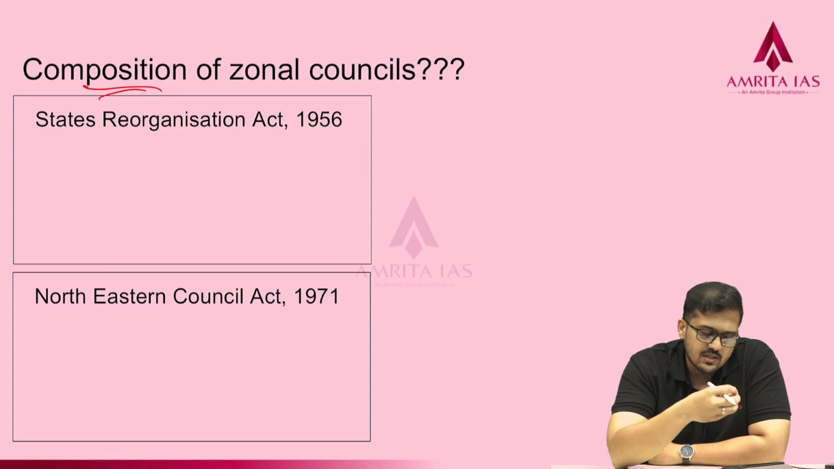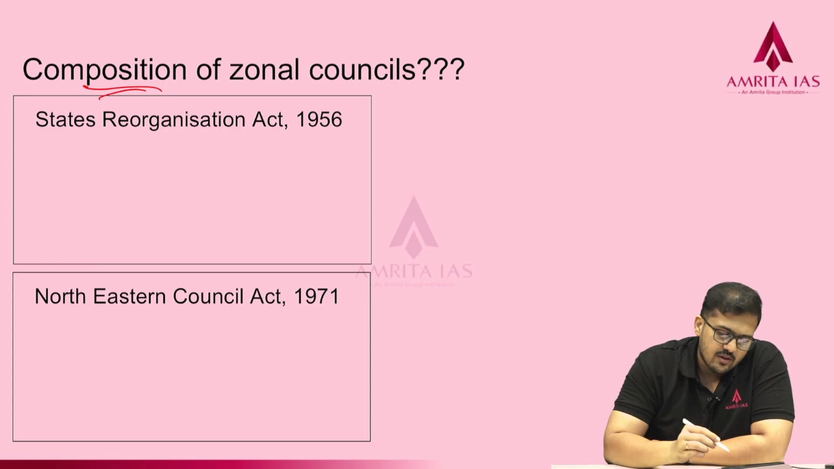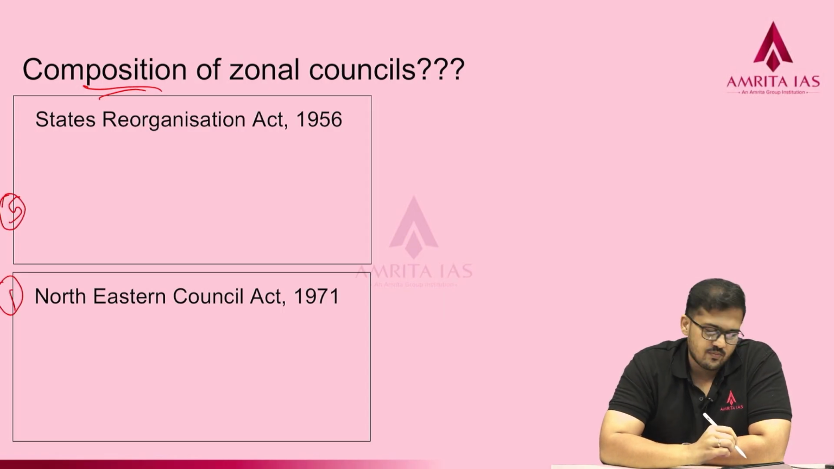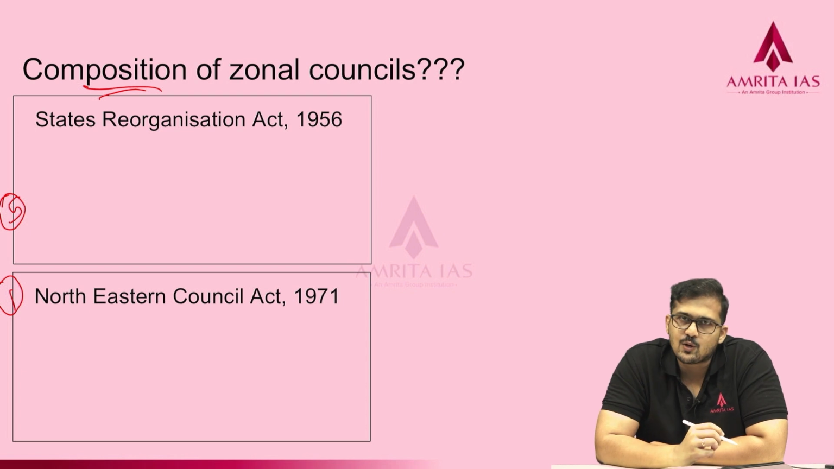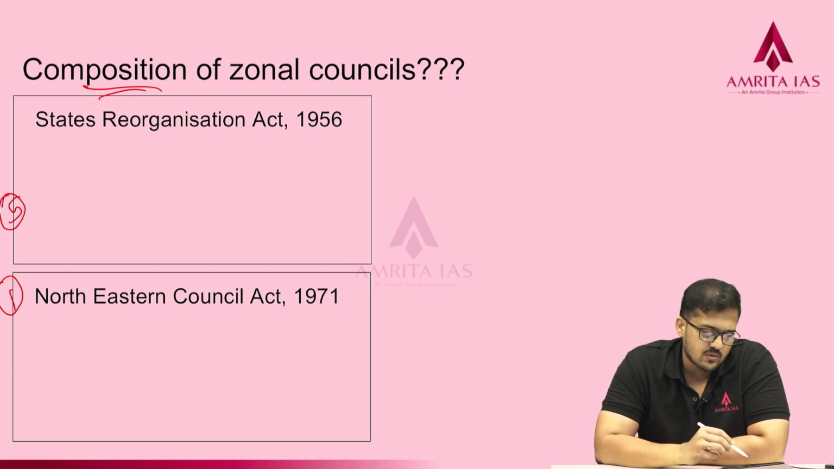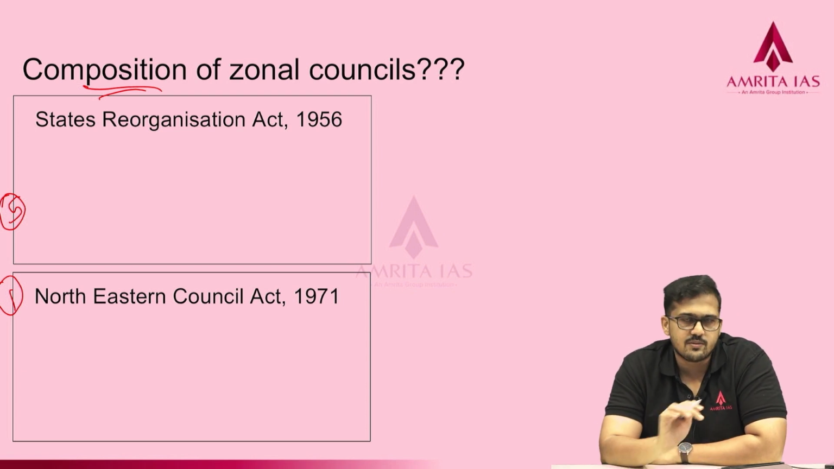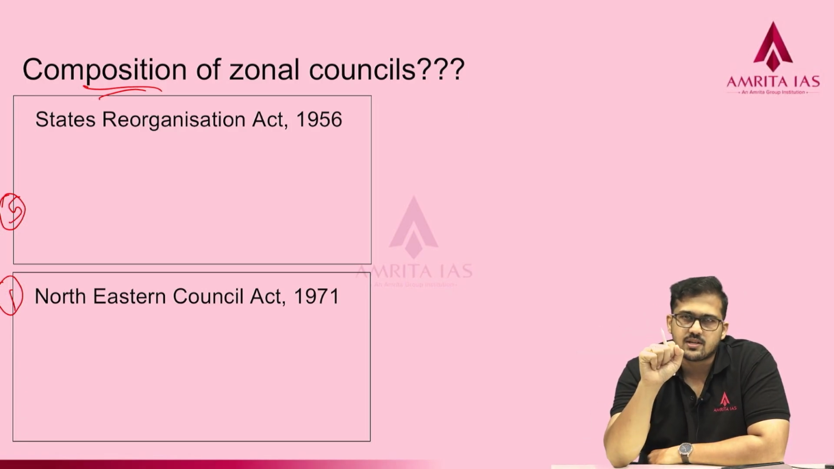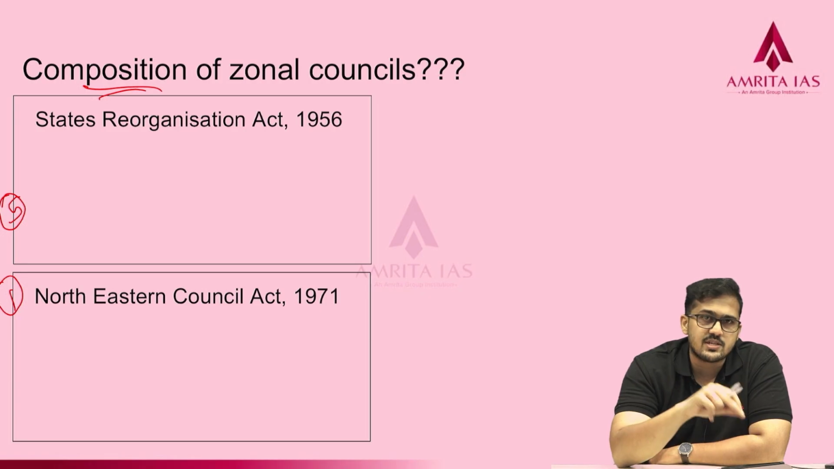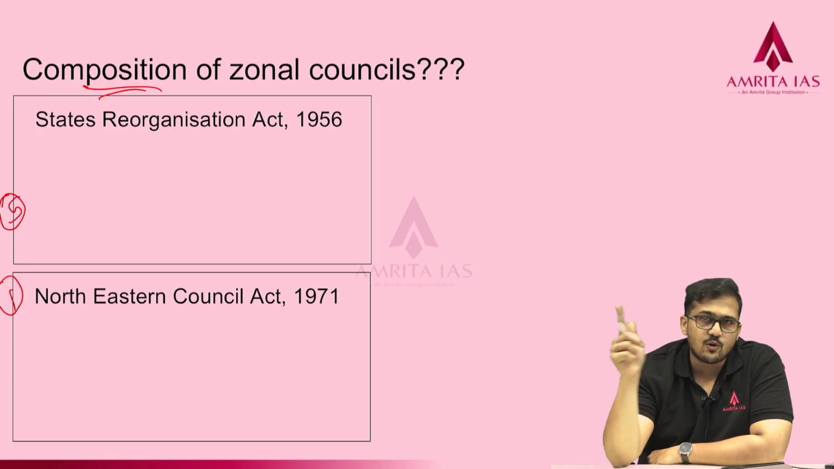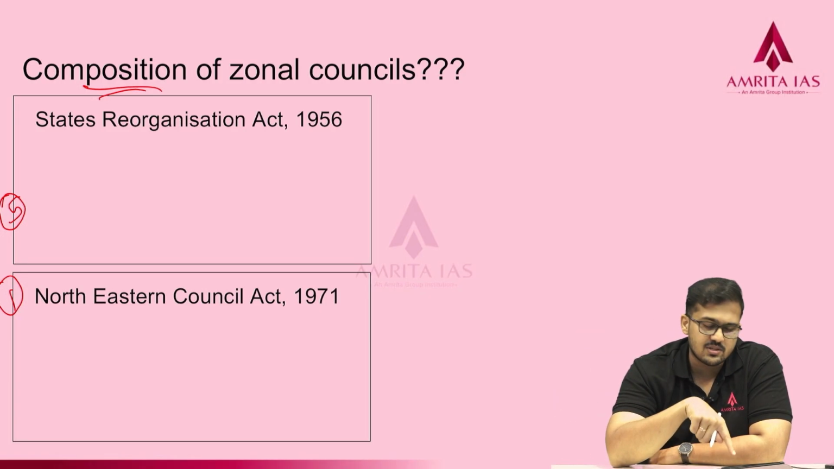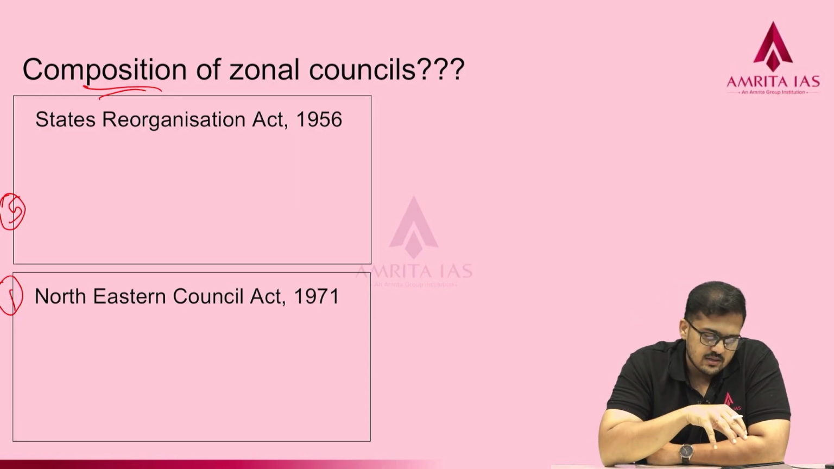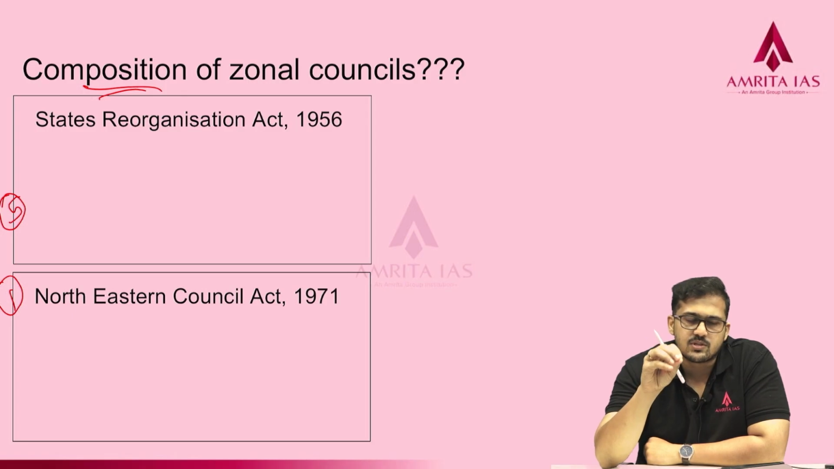Now if you consider the zonal councils in India, we know that there are in total 6 zonal councils: 5 based on the States Reorganization Act and 1 based on the Northeastern Councils Act of 1971. The North, West, South, East and Central councils have been created based on the States Reorganization Act of 1956, and the Northeastern Council has been created as per the Northeastern Council Act of 1971. Fine.